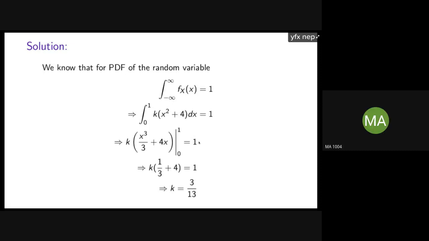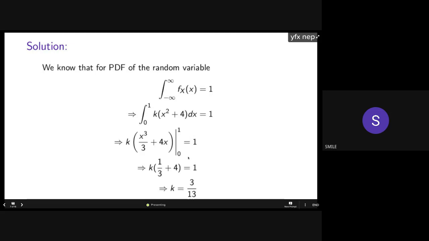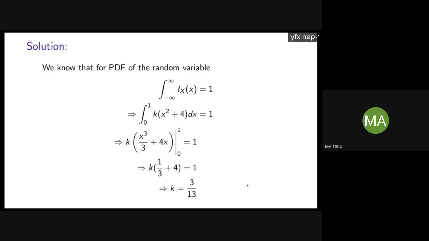Okay. That is correct. So this is actually the area between 1 and 0, right? It will entirely be equal to 1 only. So if you plug in the values, you will get k as 3 by 13. So what is the value of 3 by 13? It comes up to 0.23, right? Yes. So the value of k is 0.23, and that should be the correct answer.